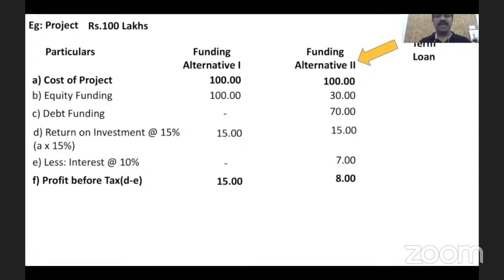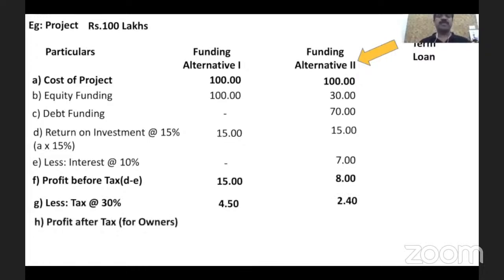But how did I say that if a business goes for a term loan, there will be magnified growth? It is there. Let's understand. Now, what we have arrived at is profit before tax. From this, let us deduct the taxes. What is the tax amount? I'm giving you that information. It is 30% of the profit. So on 15 lakh, 30% works out to 4.5 lakhs. And under alternative 2, on 8 lakh, 30% works out to 2.4 lakhs.